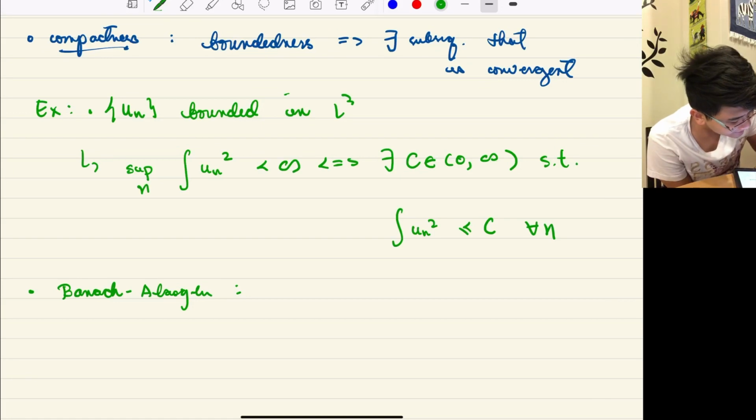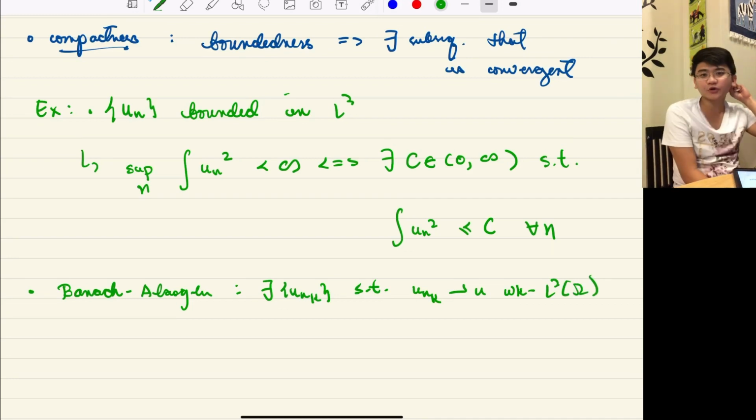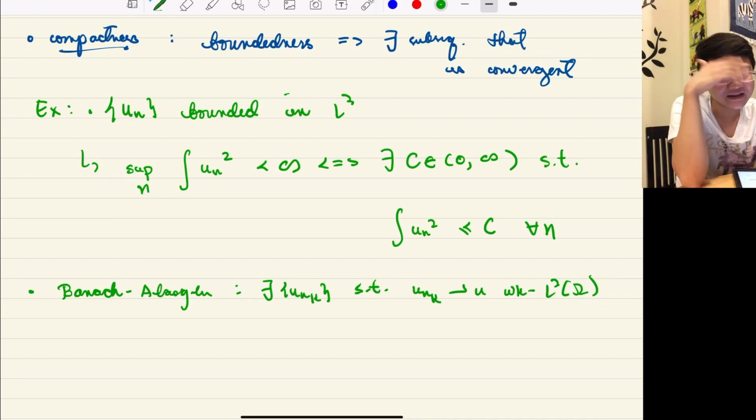You have that a subsequence exists such that u_nk converges weakly to some u in L2. So you have weak convergence. Remember, in finite dimensional settings, compactness can be characterized. Something is compact in finite dimensional settings if and only if it's closed and bounded. In the infinite dimensional case, it's not that simple anymore.